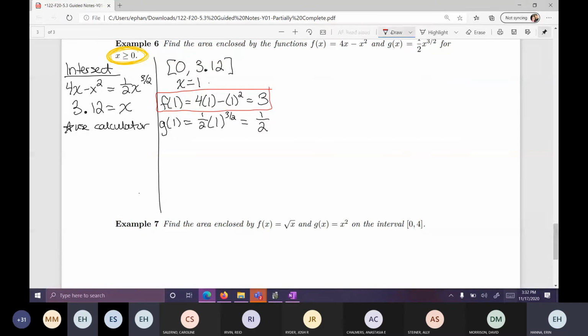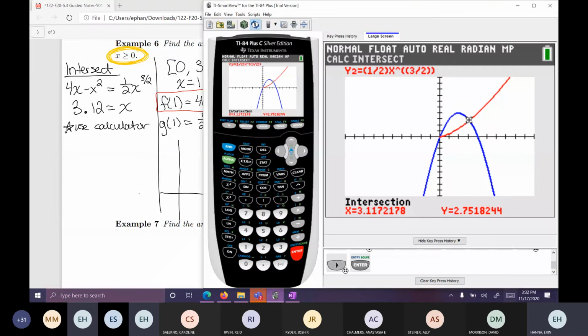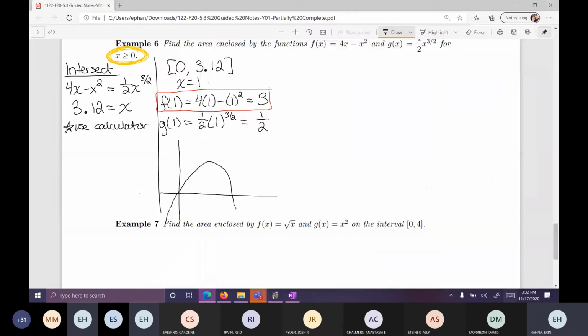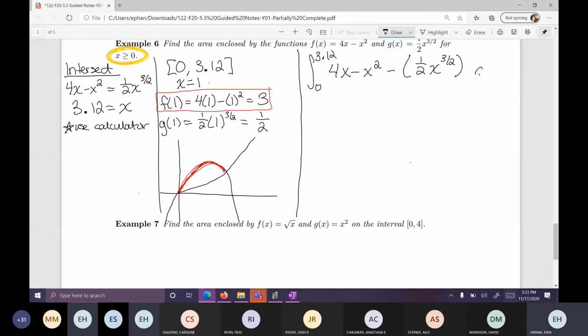Or you could, of course, do this graphically, and we kind of already had the graphs in our calculator, so that might have been a nice idea. So let me remind myself what this looks like. So we have this and this. Essentially the quadratic piece is on top, and the quadratic is the 4x minus x squared piece. Once you find which is on top of the other, you're ready to do your integral from 0 to 3.12. Top function was the 4x minus x squared minus your bottom function of 1/2 x to the 3/2.